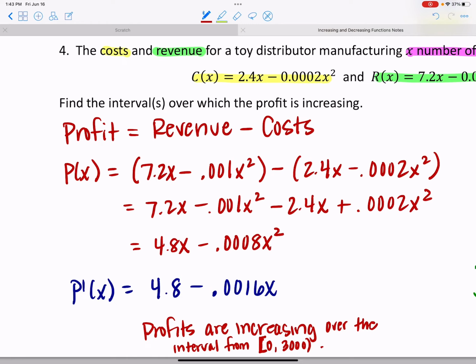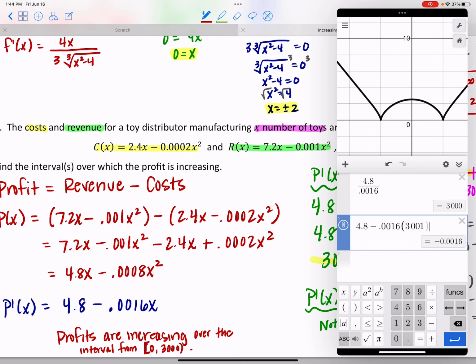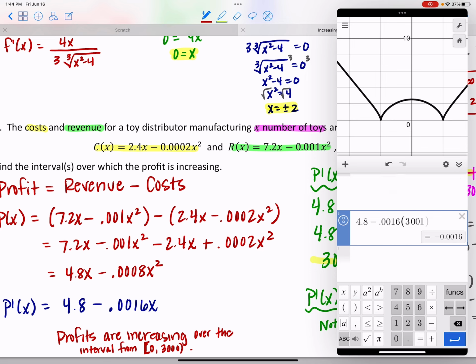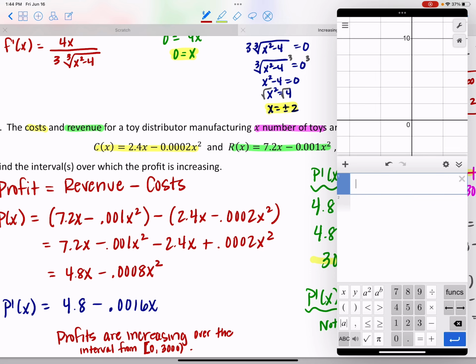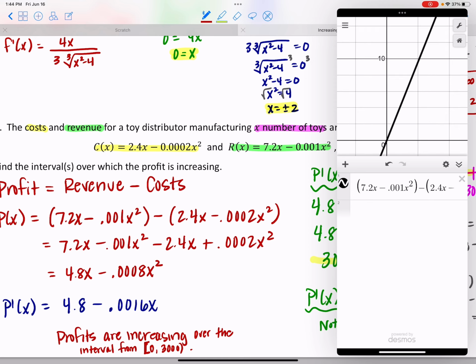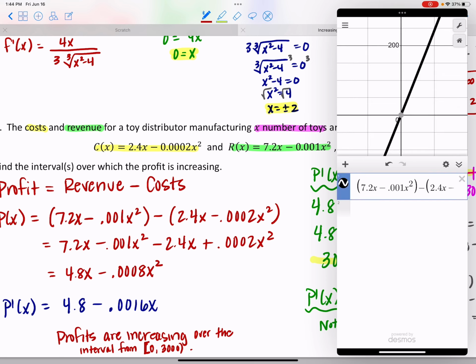Okay, now let's be thorough and put in our original function. I'm going to type the whole thing in there and make sure I didn't goof up anything. So 7.2x minus 0.001x squared, and from that we wanted to subtract 2.4x minus 0.002x squared. Okay, so that's our profit function.